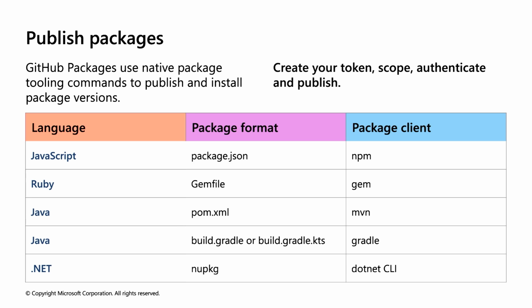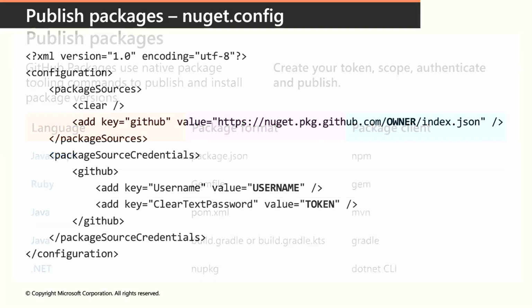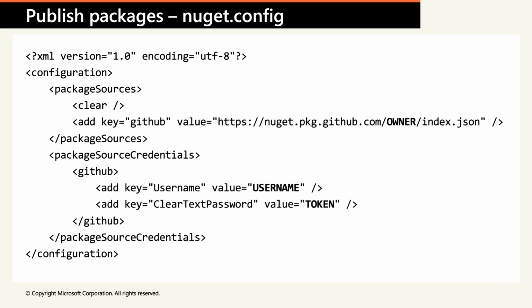This approach keeps things familiar for developers and integrates seamlessly with existing workflows. Let's look at an example of publishing a .NET package to GitHub Packages. When publishing a .NET package to GitHub Packages, we need to configure the NuGet client to authenticate and connect to GitHub's package registry. This is done using an XML configuration file called the NuGet.config. The XML structure defines the package sources and credentials required for publishing.